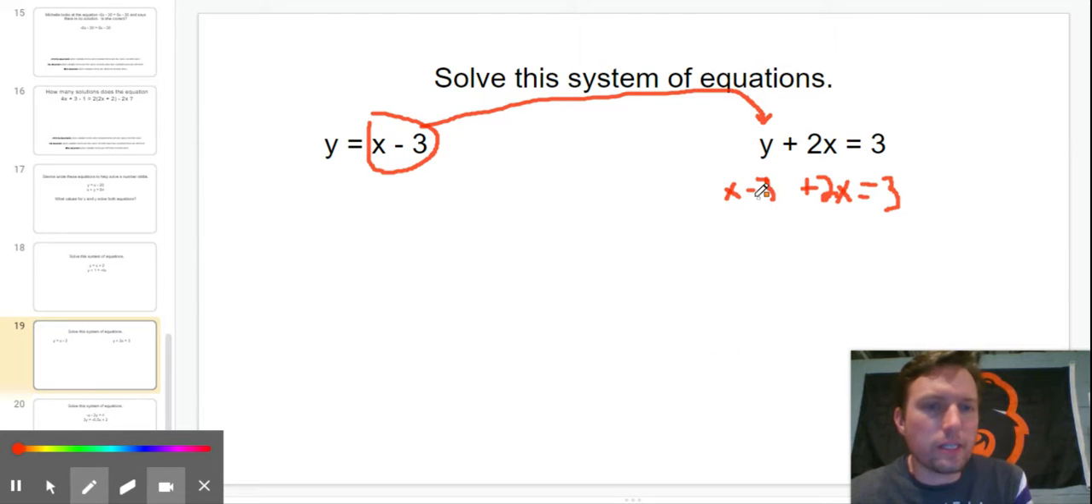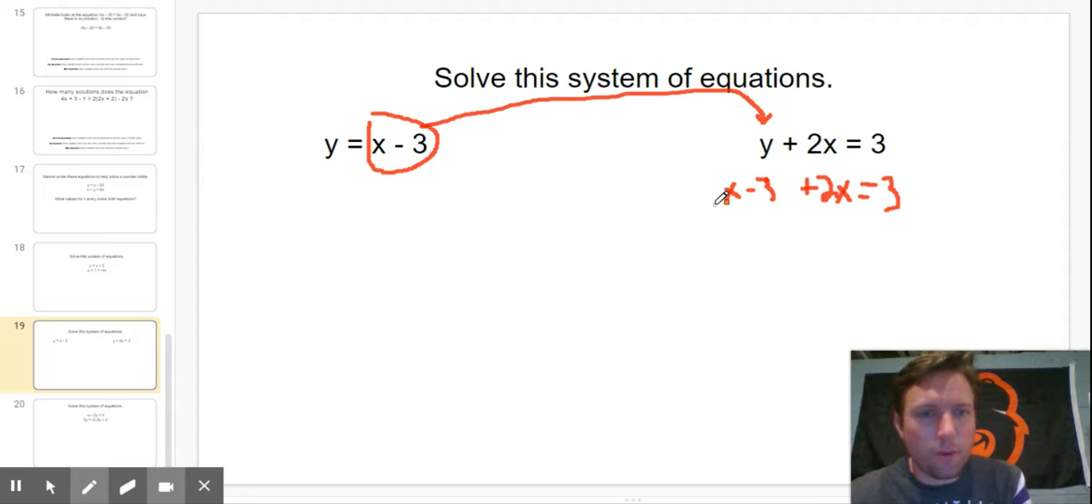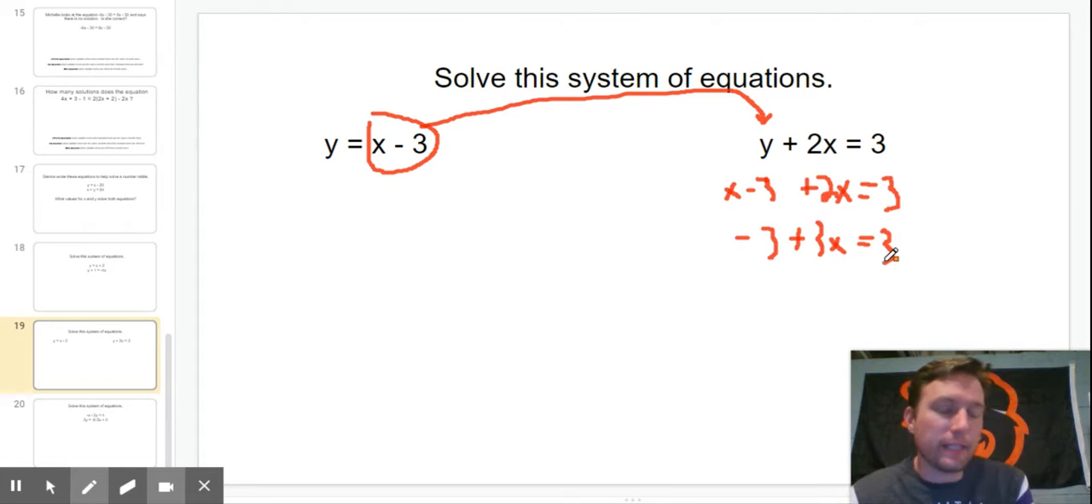The first thing that I'm going to do is combine like terms. I have an x here and a 2x here. Again, I'm going to try to get my constant terms and my variable terms together. If I have an x plus 2x, that gives me 3x. Plus, I can't forget, I have this negative 3 here. So I have negative 3 plus 3x equals 3. Now, if you are not sure how I did that, please reach out, ask questions. I'm here to help you.